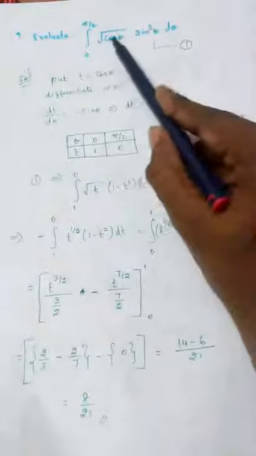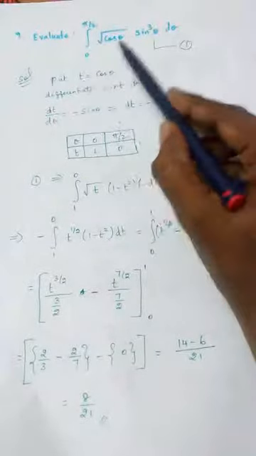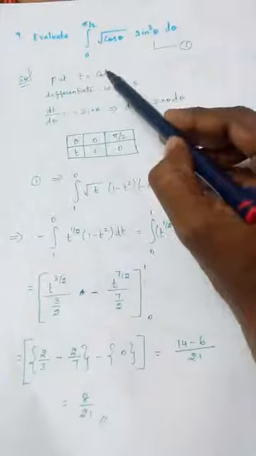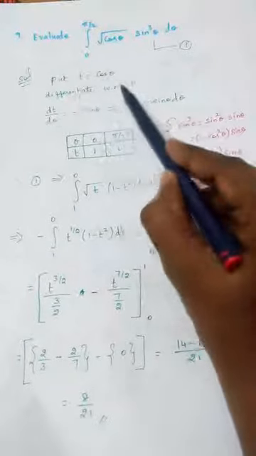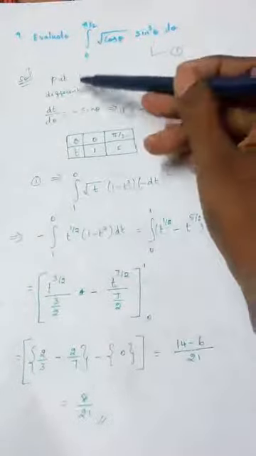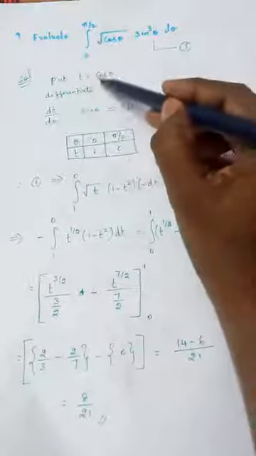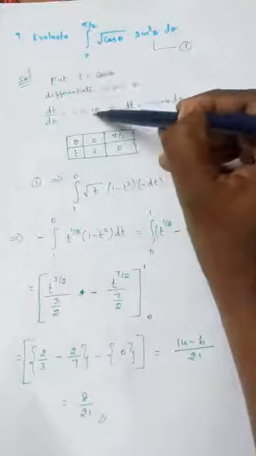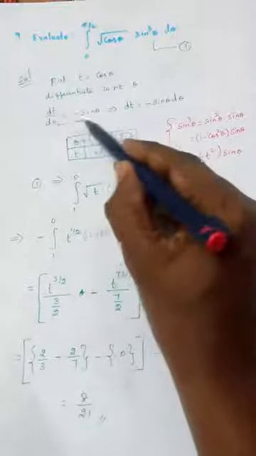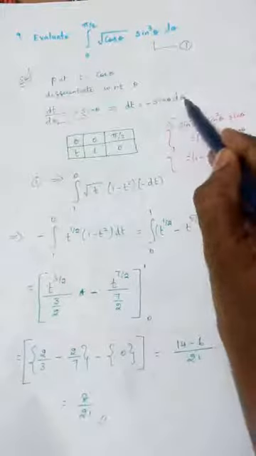The term which is present inside the root, I am going to take that as t. So put t is equal to cos theta. Now differentiating this with respect to theta, t becomes dt by d theta. Differentiation of cos theta is minus sin theta. Cross multiplying this, you will get this.